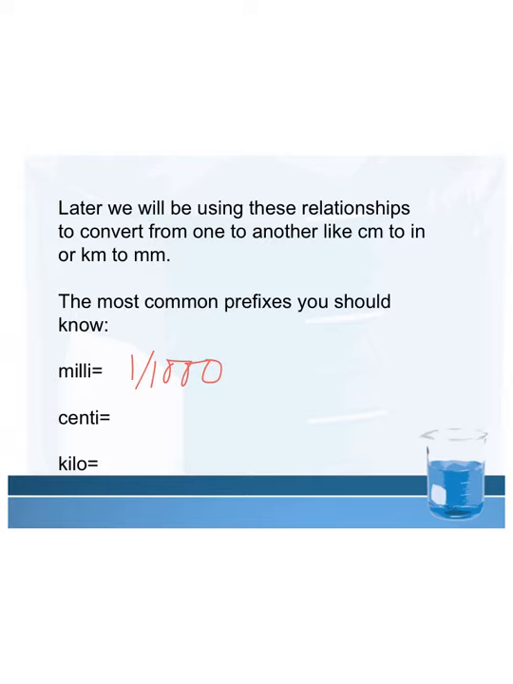Centi is 1/100th. If you look at a meter stick, it's got the big numbers up to 100, which would be the end of the stick. So 100 centimeters make up the meter. Kilo is the opposite. It's a bigger unit, so it is 1,000.